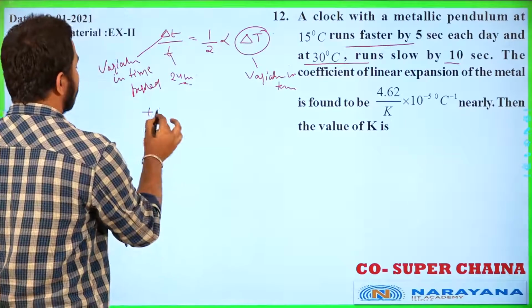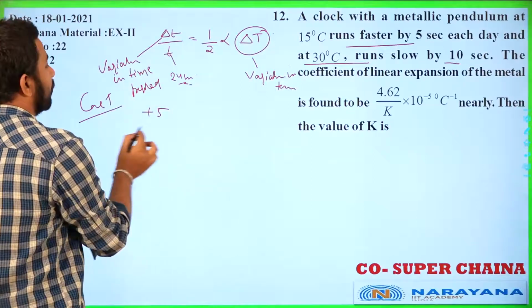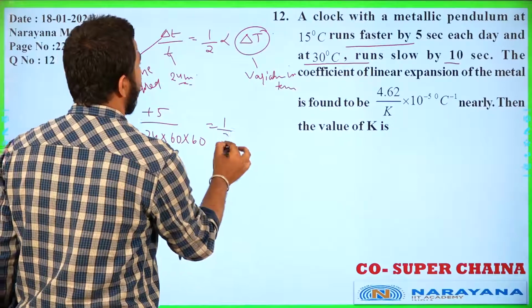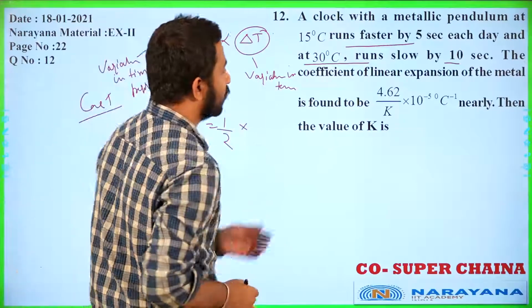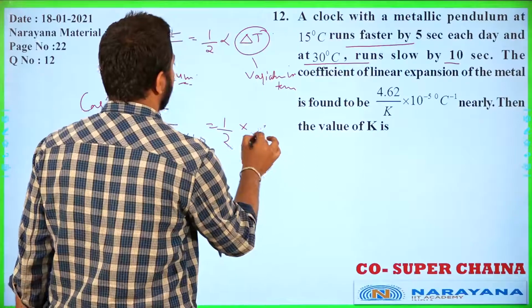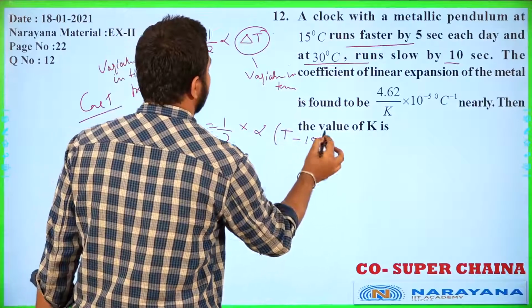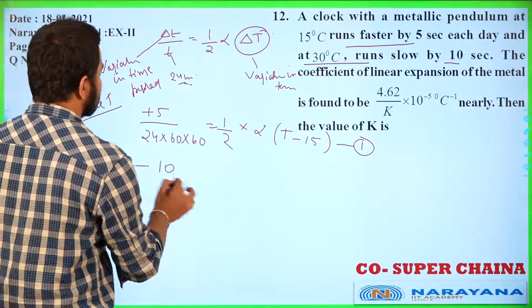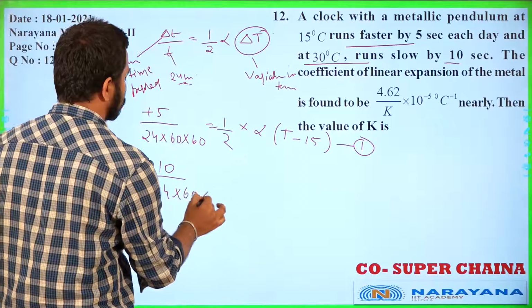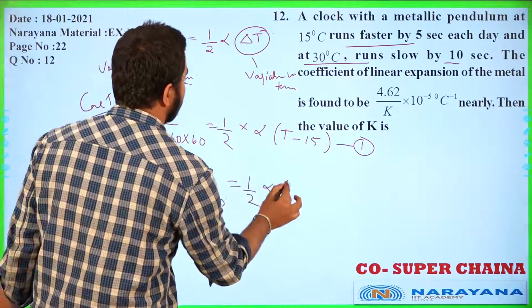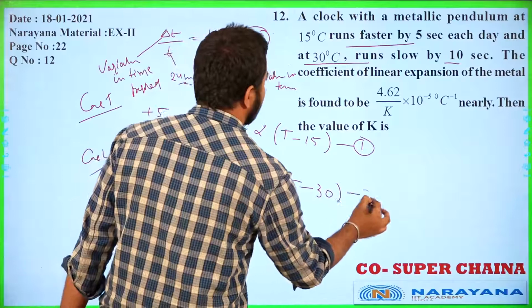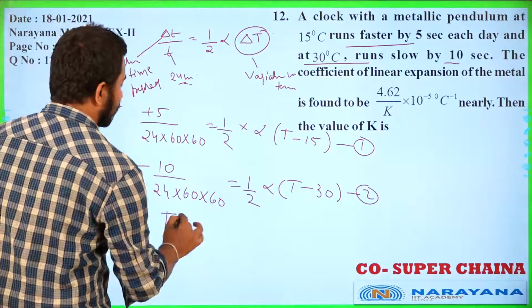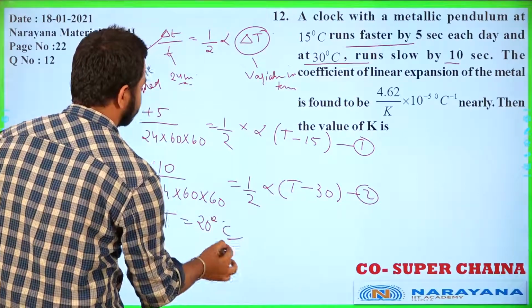For case 1: 5 by 24 into 60 into 60 will be equal to half alpha value we have to calculate, so half into alpha into (t minus 15). I name this as equation 1. For case 2, it will be minus 10 by 24 into 60 into 60 equals half alpha (t minus 30). I name this as equation 2. Divide these two equations, we will get t as 20 degrees Celsius.